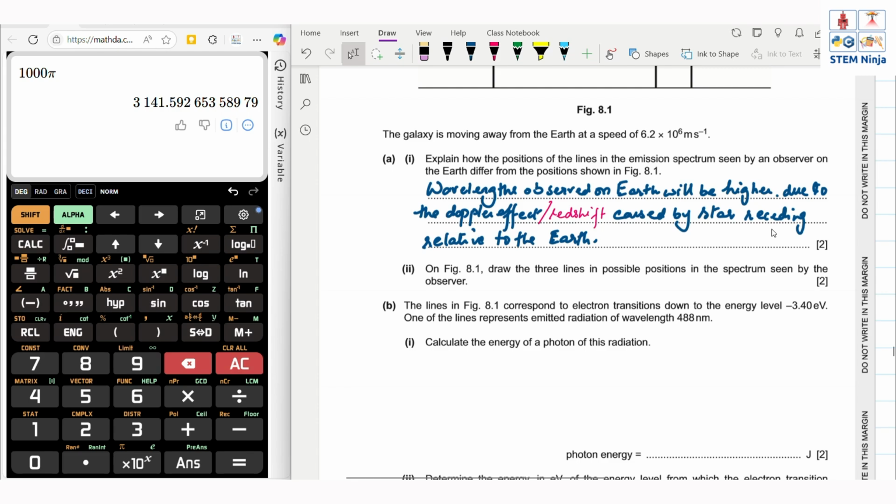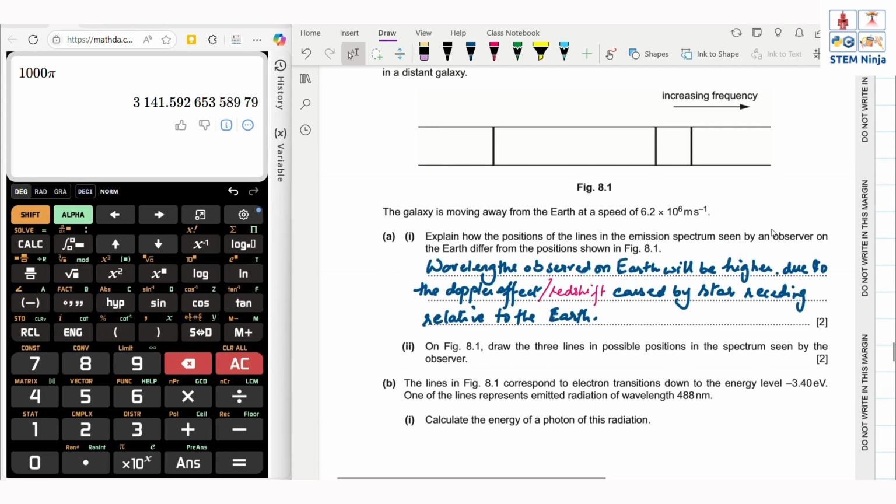On figure 8.1, draw three lines in possible positions in the spectrum seen by the observer. So notice one thing over here, this is increasing frequency. So that means this would be the increasing wavelength. So wavelengths we can draw over here, over here, over here.